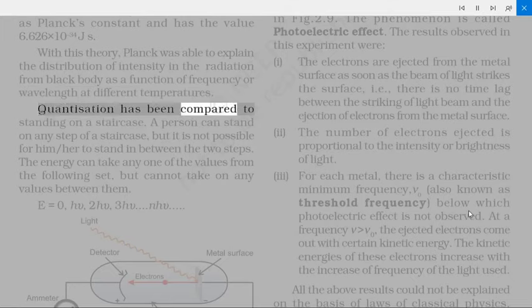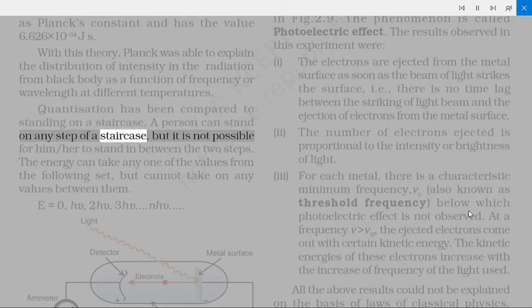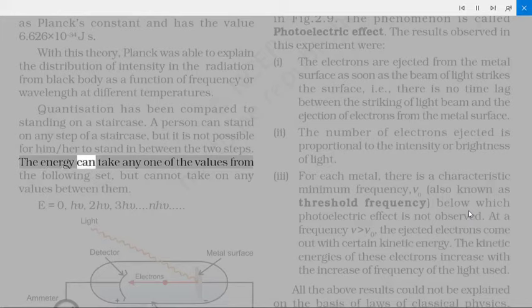Quantization has been compared to standing on a staircase. A person can stand on any step of a staircase, but it is not possible for him or her to stand in between the two steps. The energy can take any one of the values from the following set, but cannot take on any values between them: E = 0, hν, 2hν, 3hν, ..., nhν.